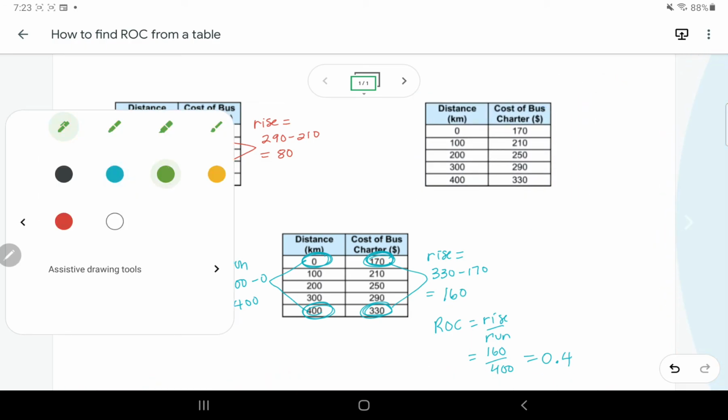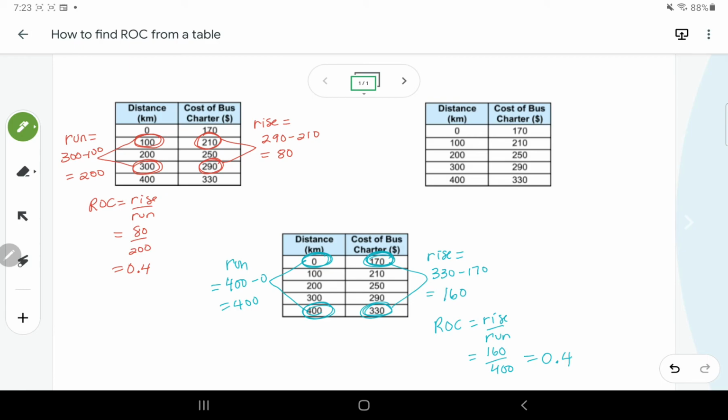So I'll do that in a different color. Now, what if I picked 2 really close together? So what if I picked, say, 250 and 290, 2 right beside each other? So here the rise equals 290 minus 250, which is 40.